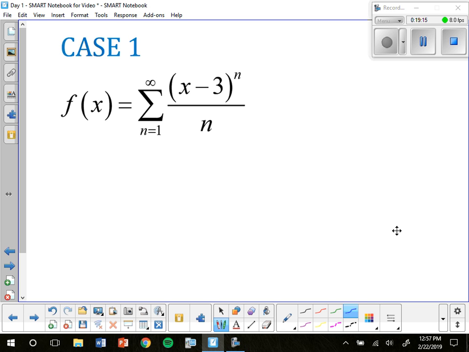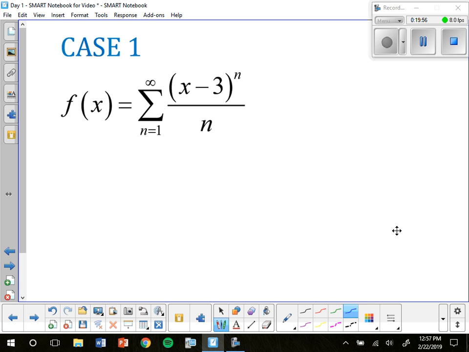What I want to know is what x values can I plug in for x and get out an answer. So for what x values, if I plug them in, will that series converge? For example, if I try to find f of 100, if I plug in 100 to that series, that's 100 minus 3, which is 97 to the n over n. Is that going to converge or diverge? It's going to diverge. If you do the divergence test, your terms are going to infinity. They're getting really, really big.